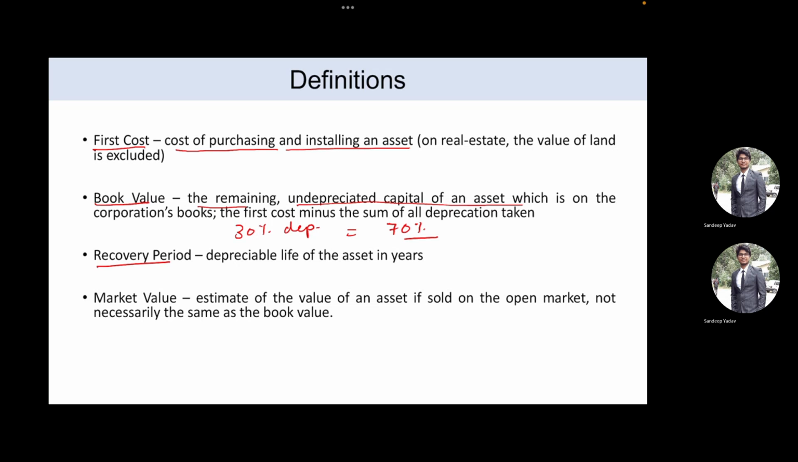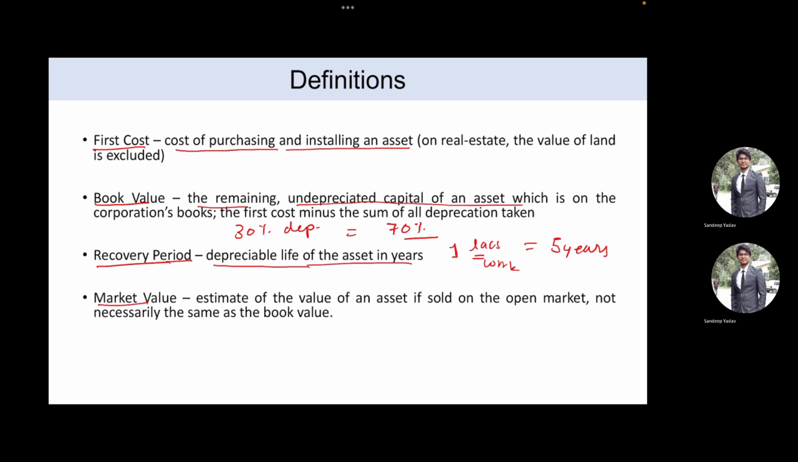Now, recovery period: the depreciable life of an asset in years. There's a machinery that we have bought for 1 lakh rupees, and its lifetime is 5 years. It can operate up to 5 years. So we have to get that 1 lakh rupees of work from that machinery. That will be called the recovery period, that means the depreciable life of an asset.